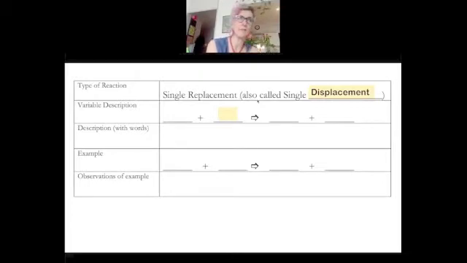So we've used A, B. In this case, we have A, and then we also have BC. So A plus BC is going to give us AC and B.